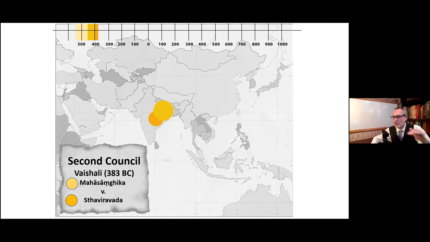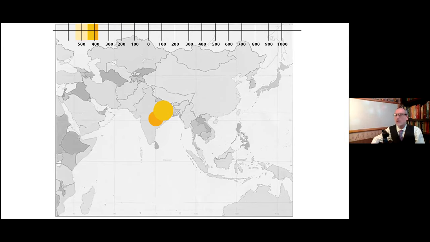And so this division happens with the Staviravadins heading south. We're going to pick up on that in a minute, but I'm moving us ahead in time. If you noticed our little timeline, Uchta head there. And now as we get into the middle of the 4th century BC, the Mahasamgikas sort of took over India. And I don't mean to say that the Staviravada tradition wasn't active in other parts.